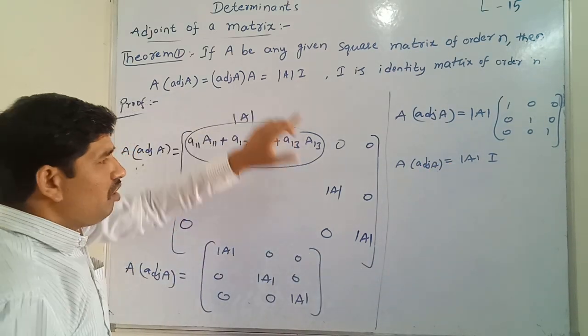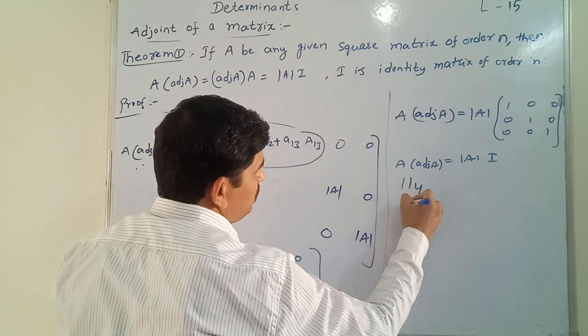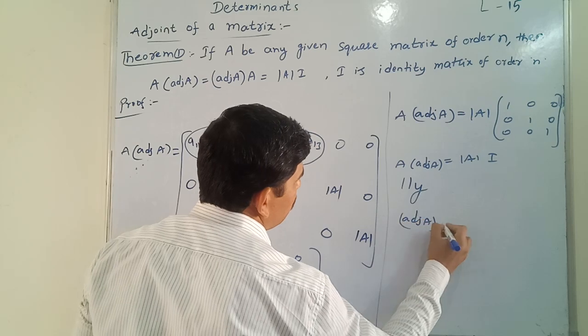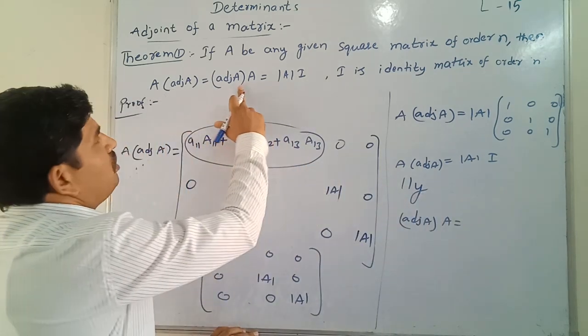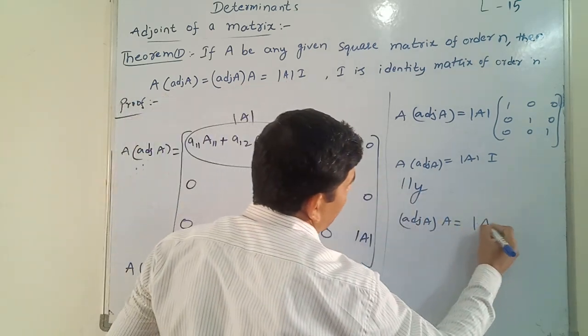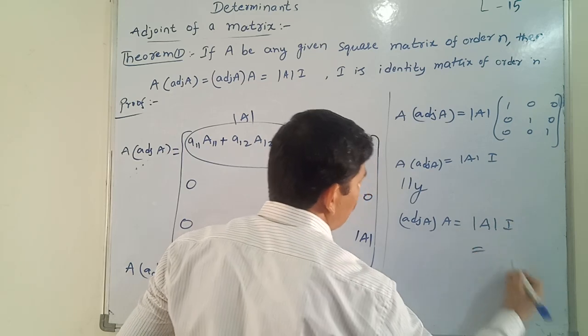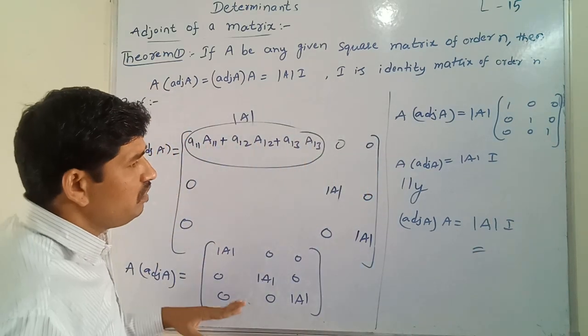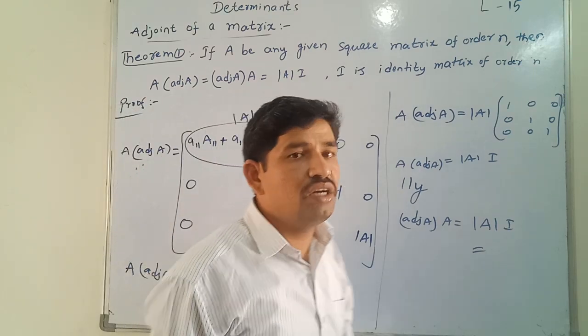Yes or no? So similarly we can prove that adjoint A into A is equal to determinant A into I. Okay. This is the proof about this. Theorem number 1. In the next class we can continue the remaining part.